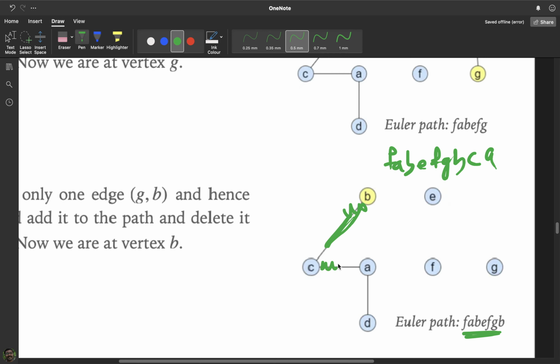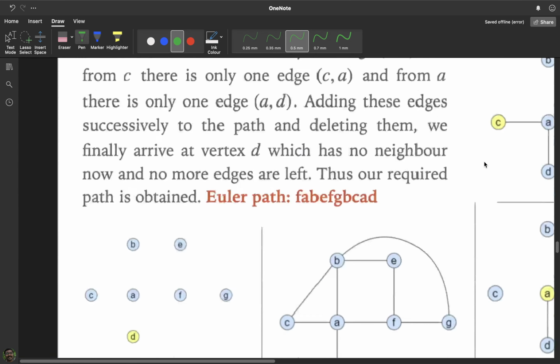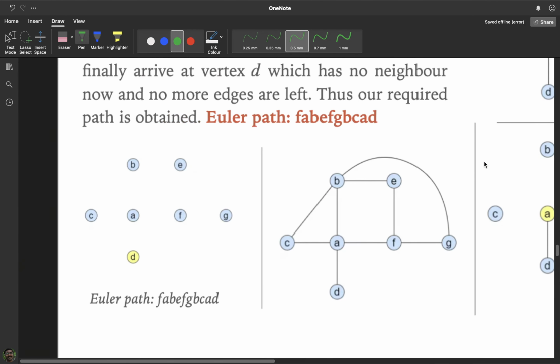Because no other edges are coming out from here, you have reached A. Still there is only one edge left from A to D, so D is there. Once you have reached the point D, this is your Euler path now. There are no more edges left, no more neighbors of D are left. So that is the end of the algorithm. So we'll stop here. Now you have obtained the path as F A B E F G B C A D using this idea.